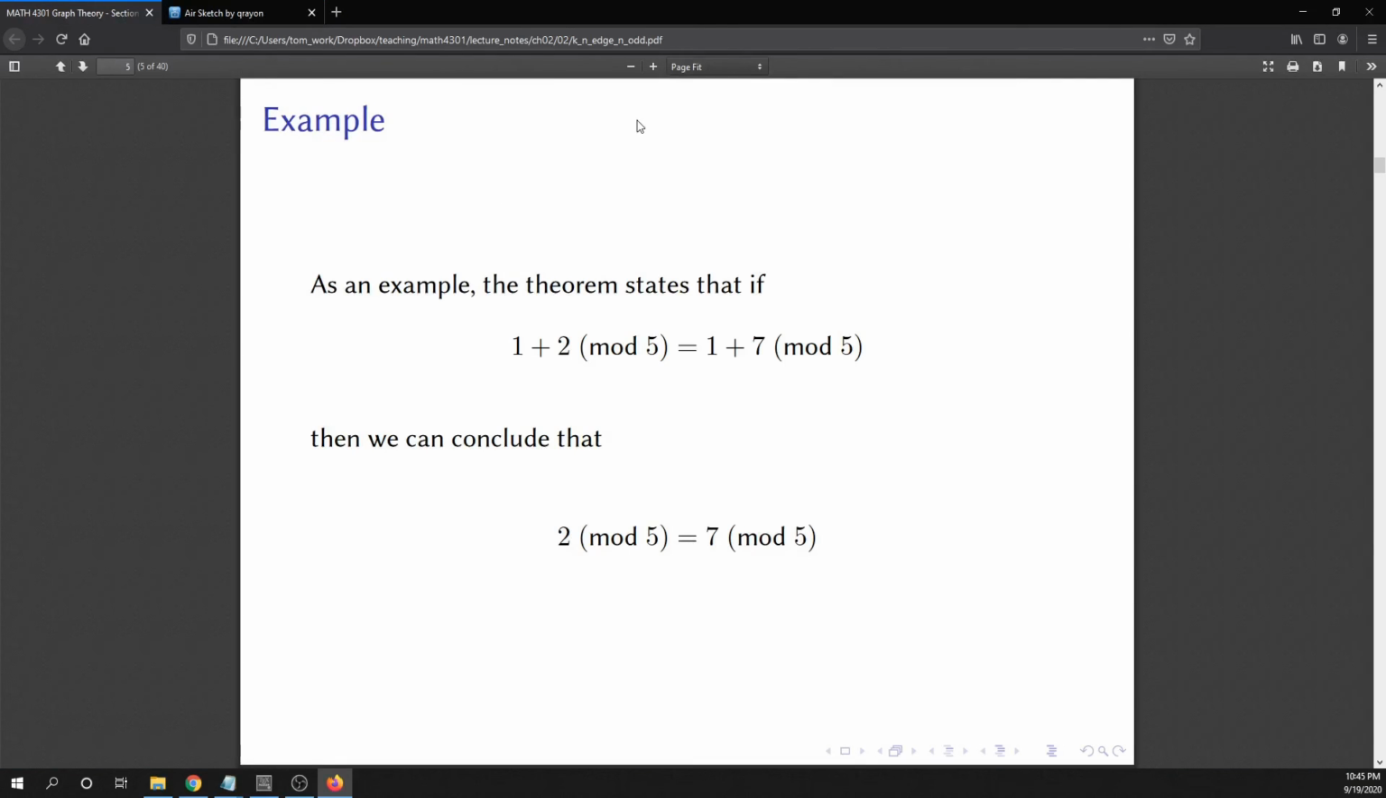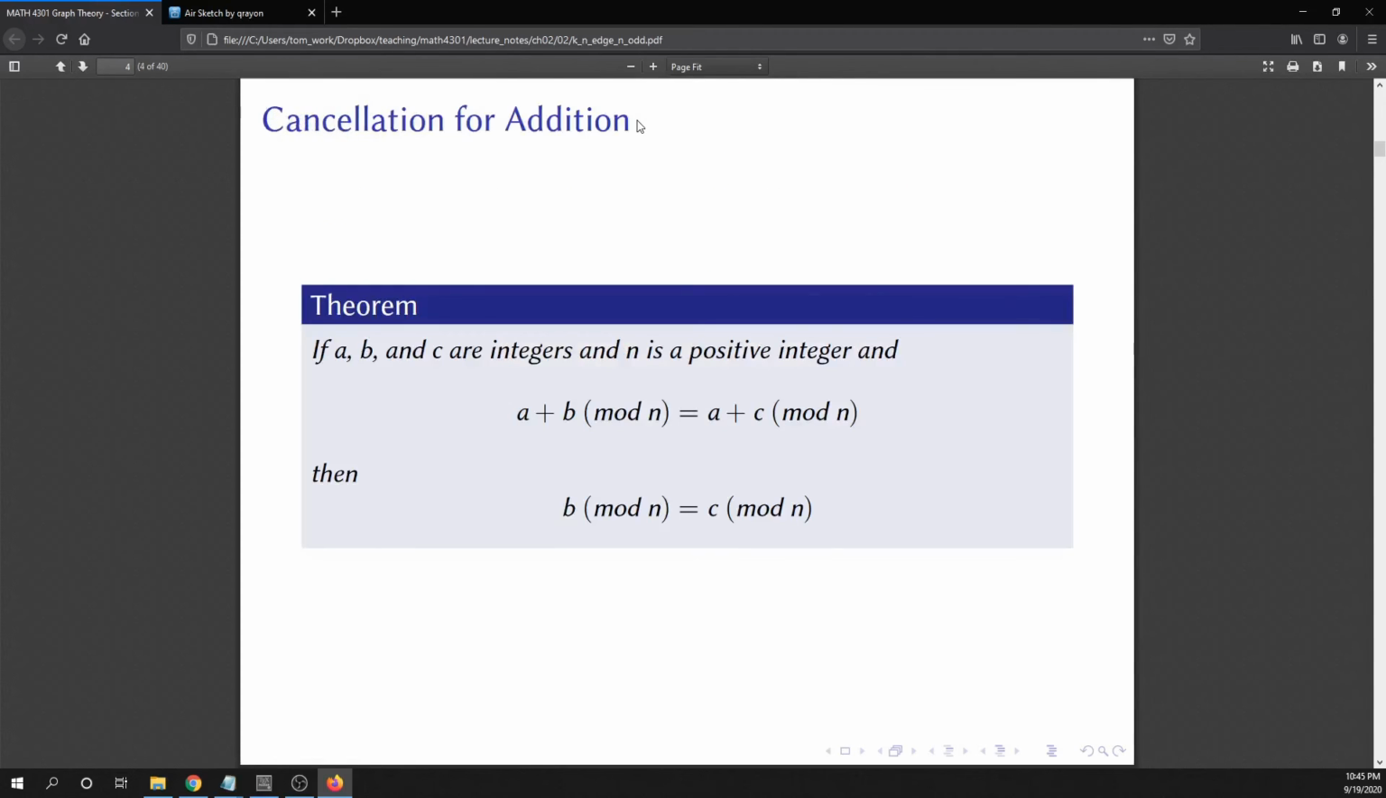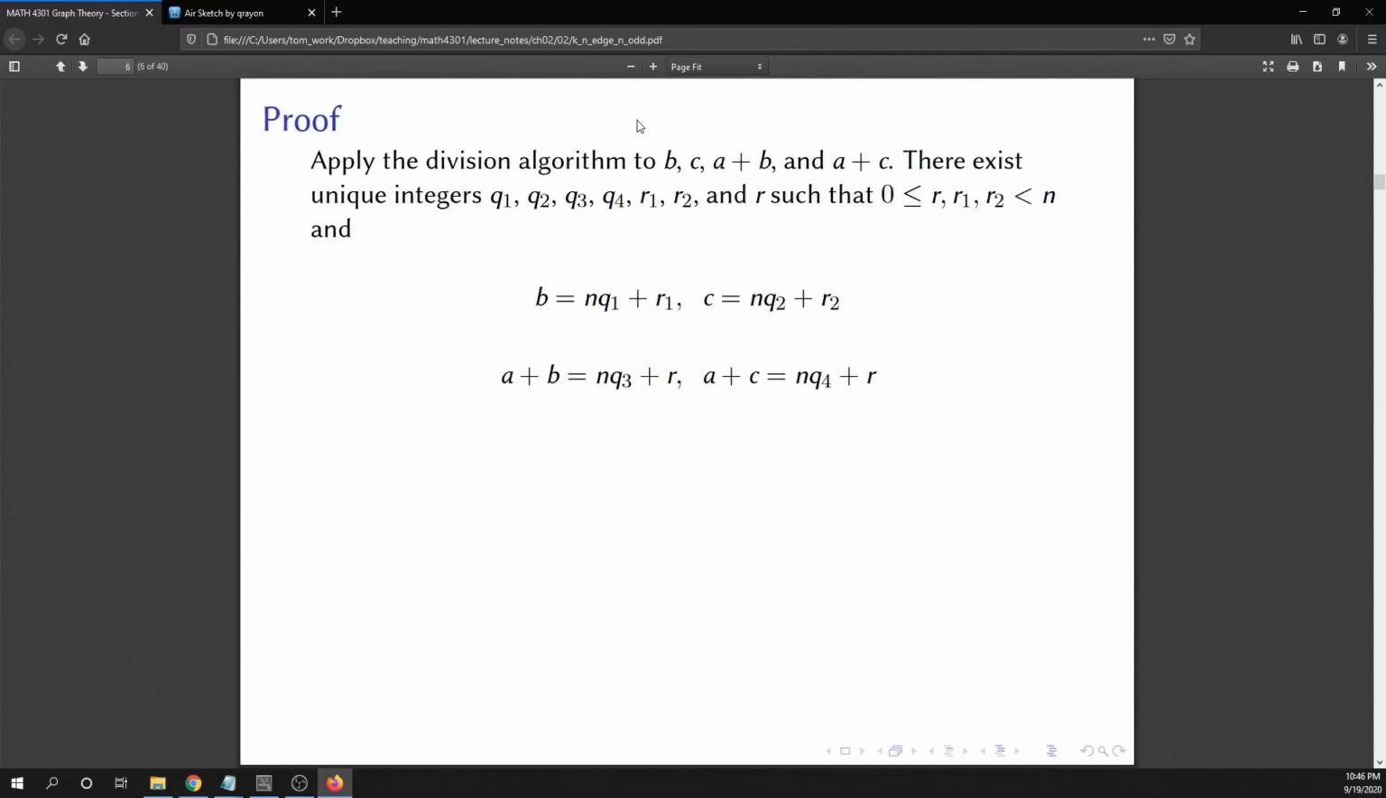All right, so let's walk through the proof of this. So again, we're proving this: if A plus B mod n is equal to A plus C mod n, then B mod n is equal to C mod n, okay? So what we are going to do is apply the division algorithm to B, C, A plus B, and A plus C, okay? All of those.